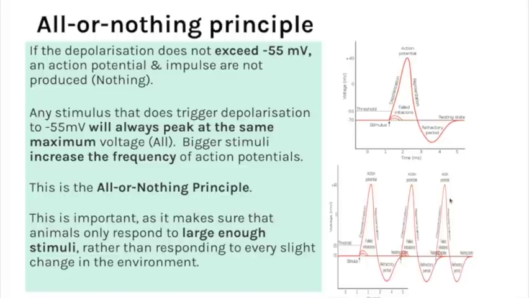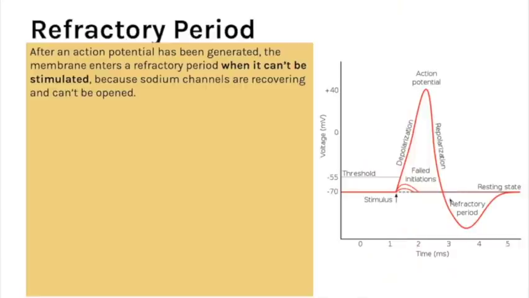So that is the all or nothing principle, and the reason it's important is to make sure that animals are only responding to stimuli which are large enough rather than responding to every single slight change in the environment. Because if we did that, it would actually overwhelm your senses and it wouldn't necessarily be protecting you from stimuli which might be causing you danger.